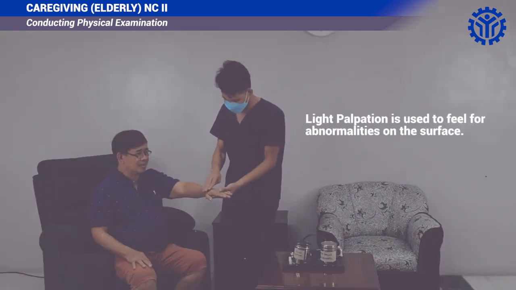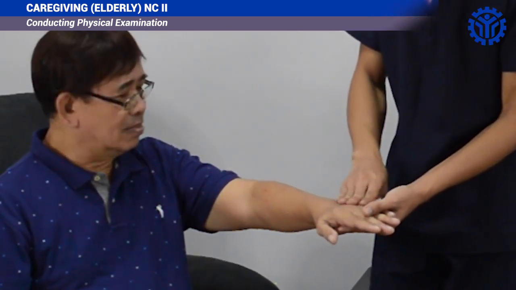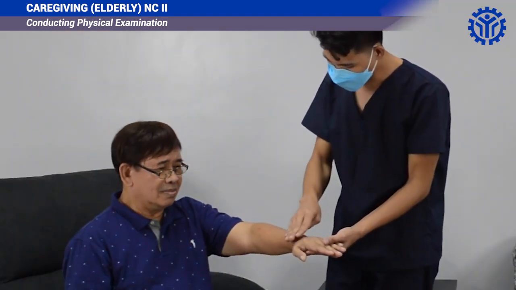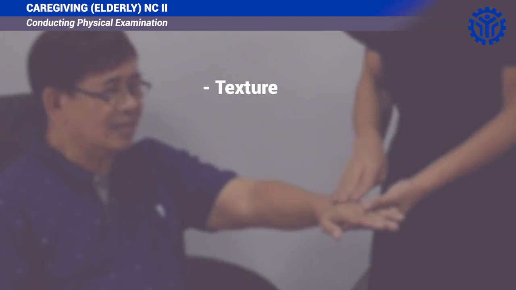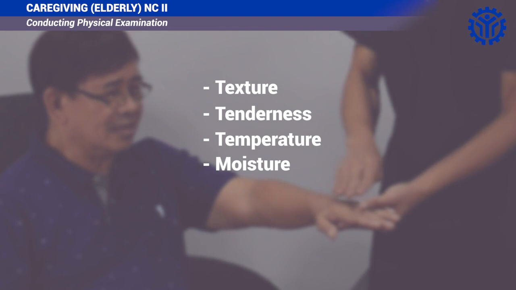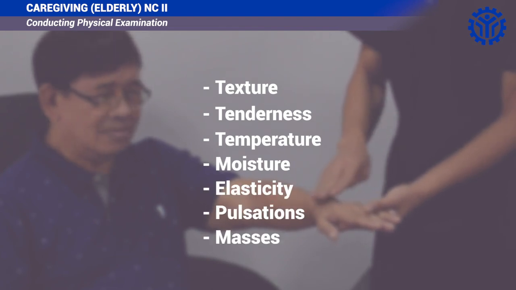Light palpation is used to feel for abnormalities on the surface. Depress the skin 1/2 to 3/4 inch or about 1 to 2 centimeters with your finger pads using the lightest touch possible. Check for texture, tenderness, temperature, moisture, elasticity, pulsations, and masses.